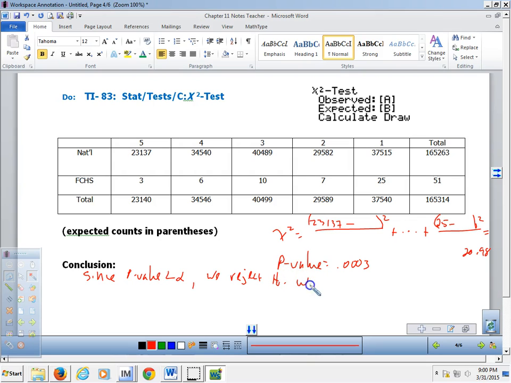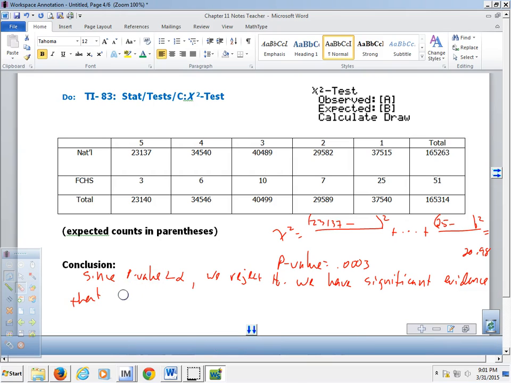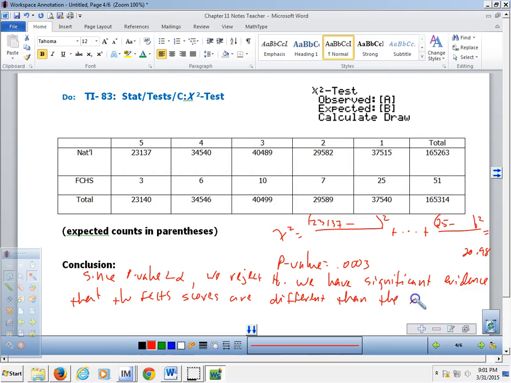Okay, and so we say we have convincing evidence, or we have significant evidence, that the FCHS scores are different than the national scores. Okay? Which from the distributions we kind of could tell. All right? So anyway, the conclusion is kind of the same as we've done all along.